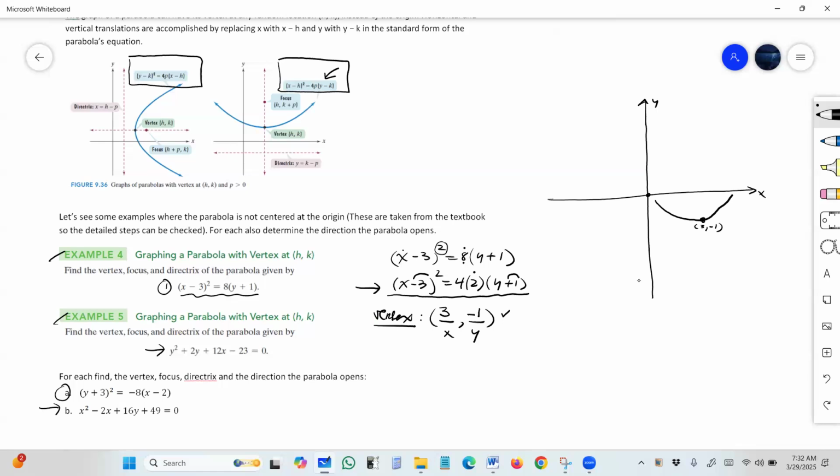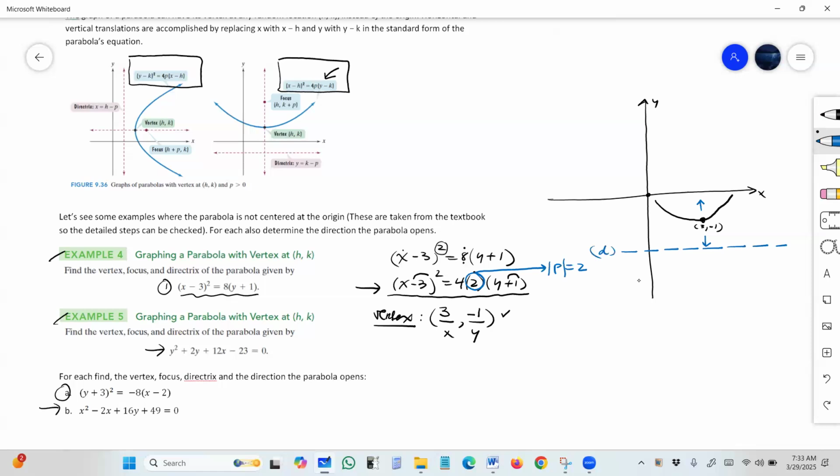Here's my vertex. Now, remember what I said. The focus goes into the parabola somewhere, and the directrix goes the opposite way. Now, how far does it go? P units. This is my P. Absolute value P. In this case, P is 2, so it's the same. Now, I'm going to find the directrix because the directrix is in the opposite direction from where the parabola opens. So the directrix is going to be here. Okay, so this is my directrix.